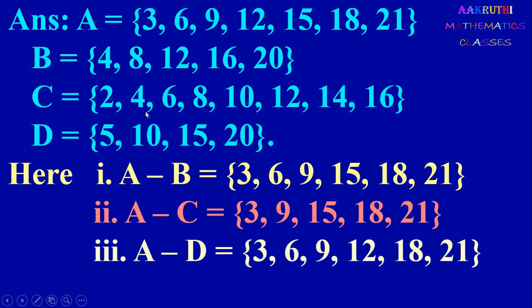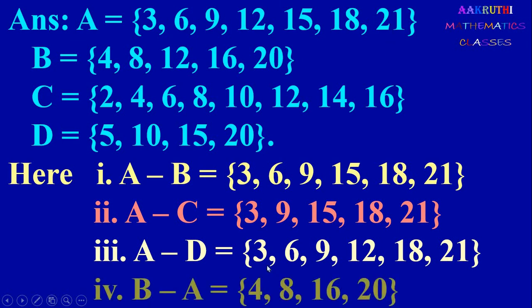So next it is A minus D. Now here in A and D the common element is 15. So the remaining elements are 3, 6, 9, 12, 18 and 21. So that is A minus D. Next it is B minus C. In B and C the common element is 12. So therefore write the remaining elements, that is 4, 8, 16 and 20. Don't write the common element, write all the other elements.